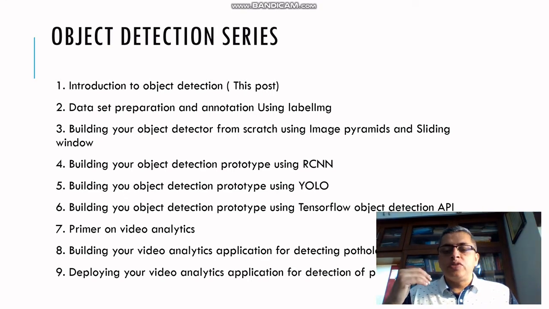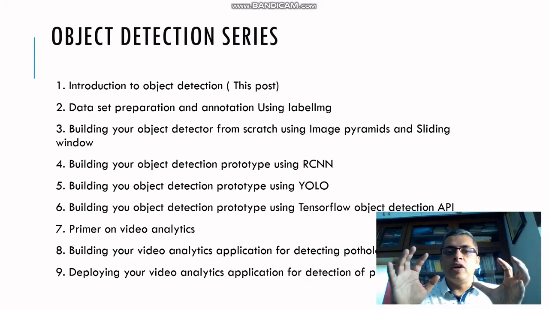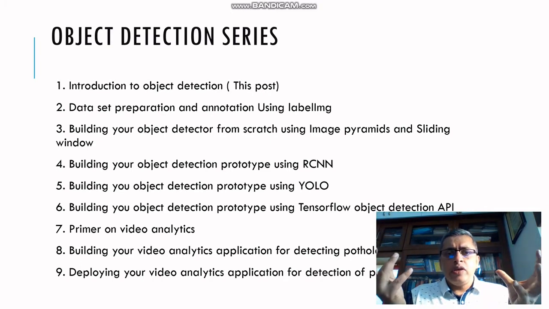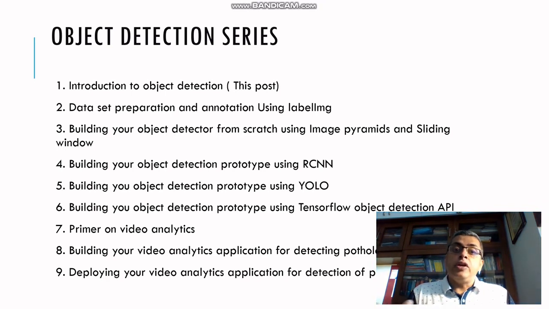Now from the third post onwards, we're going to build your object detector from scratch. So here in the third post, we'll be using two methods called image pyramids and sliding window. Now these are some of the older methods which were used for object detection, and why we're using these methods is only to give you a theoretical or a conceptual idea behind many of the advanced object detectors. So the objective for building these from scratch is so that it will help you in understanding the advanced methods better. So that's in the third post.